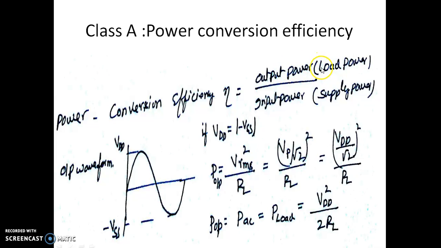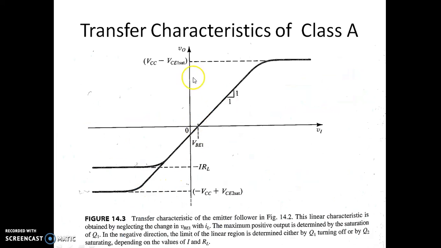The output power is AC power divided by the DC power. Input power is the supply power. If VDD magnitude is equal to the VSS magnitude, as we know, the output will swing from almost close to VDD to minus VSS, neglecting this VDS side. Now you can see this, you can write it as almost VDD, this as minus VSS.